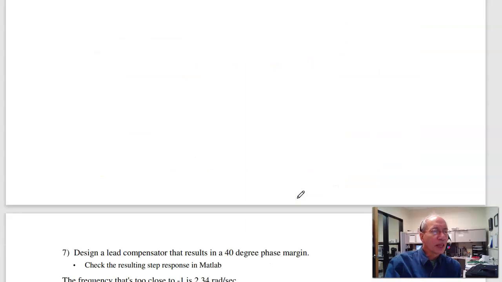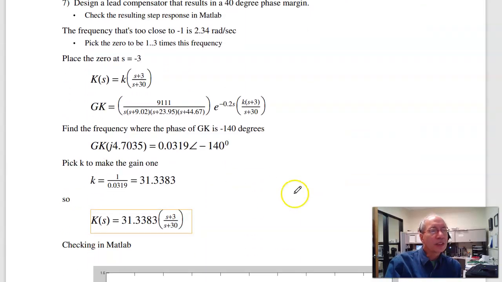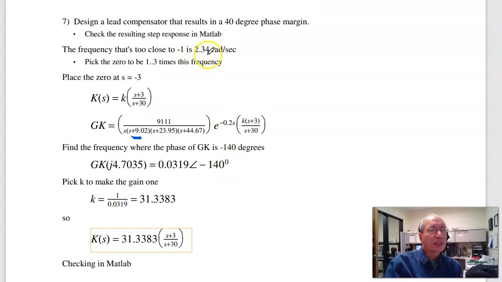Last problem, add a lead compensator. Now this is a little bit different. Normally I'd say cancel the pole at minus 9. That's actually not correct. Back from problem number 6, the resonance was at 2.34 radians per second. I want to add a compensator that adds phase at 2.34 radians per second. So pick the 0 to be 1 to 3 times this. I chose 3. 9 is a little bit too far out. If you choose 3 radians per second, there's your G times K.